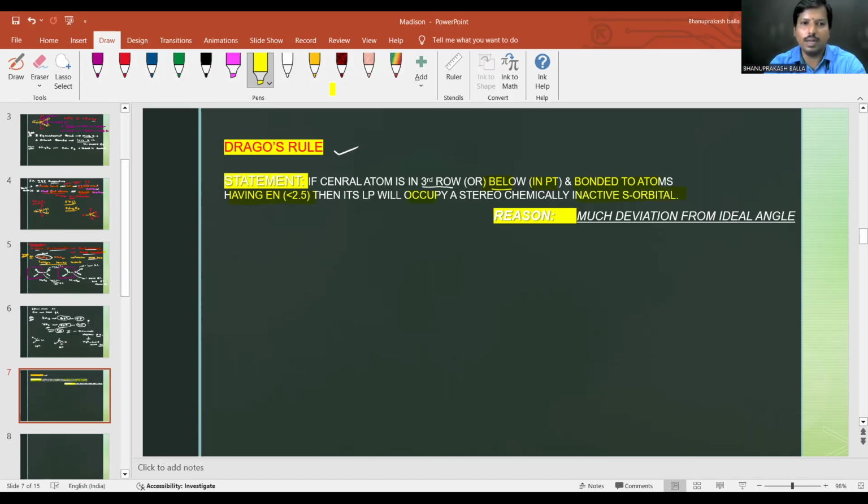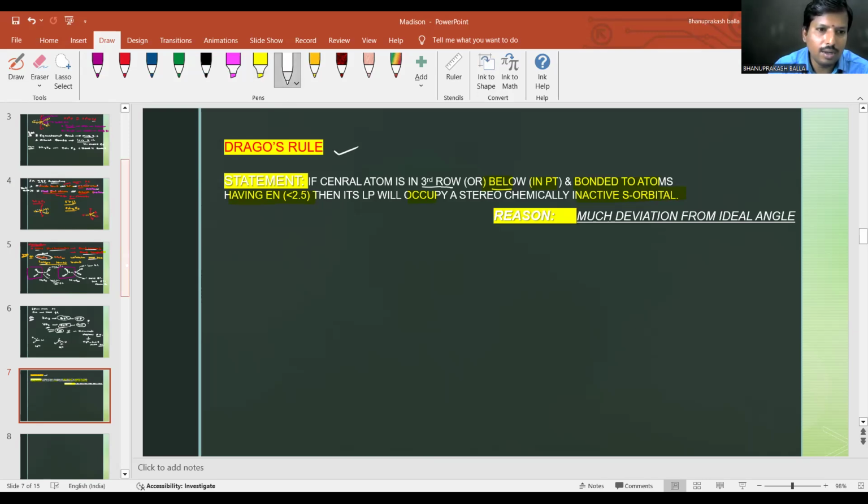Inactive s orbital. Once again, I repeat the statement: if the central atom is in the third row or below the third row in our periodic table, bonded to atoms having electronegativity less than or equal to 2.5, then its lone pair will always occupy the stereochemically inactive s orbital. Okay, better to understand the concept.